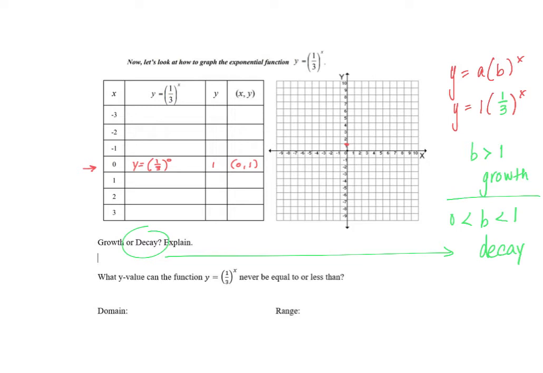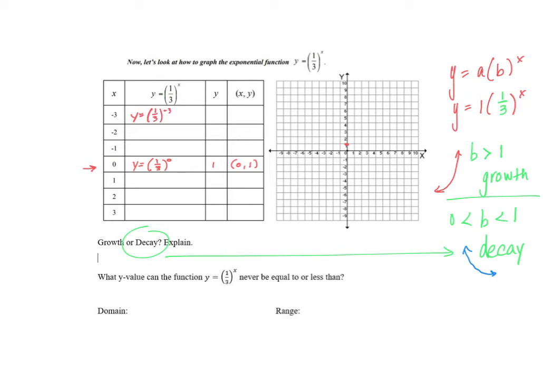So growth means that my curve is going to increase from left to right. Decay means that my curve is going to decrease from left to right. As the x's get larger and larger, the y values get smaller and smaller and smaller. All right, so let's see if my graph does look like a decay model. Let's plug -3 in. All right, so now I have my y equal to 1/3 raised to the -3rd.